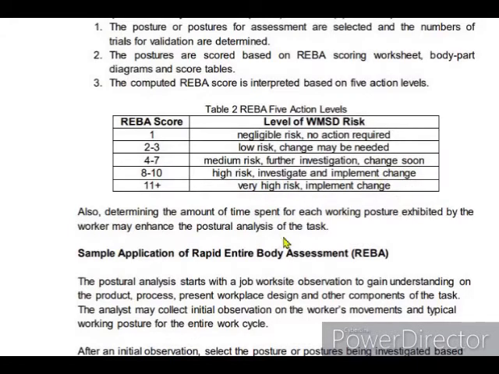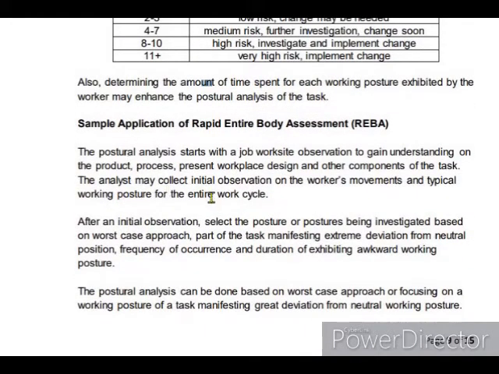Okay? So also determining the amount of time spent for each working posture exhibited by the worker may enhance the posture analysis of the task. So yung duration pa rin guys. Okay? So some application na ng REBA.